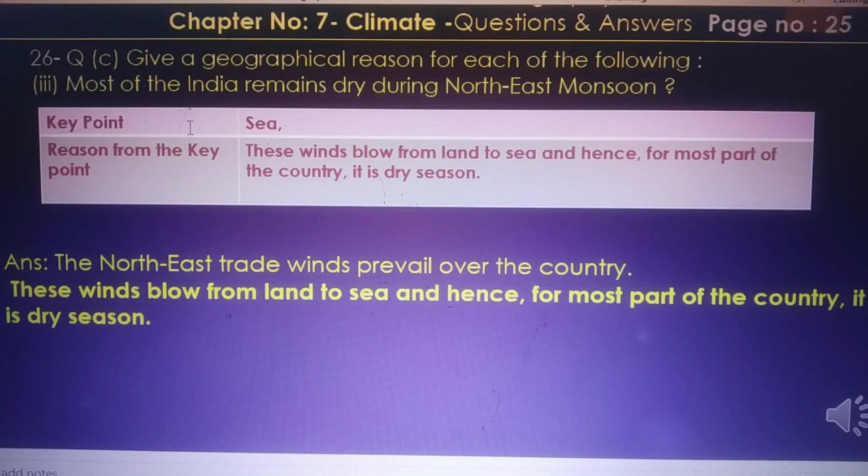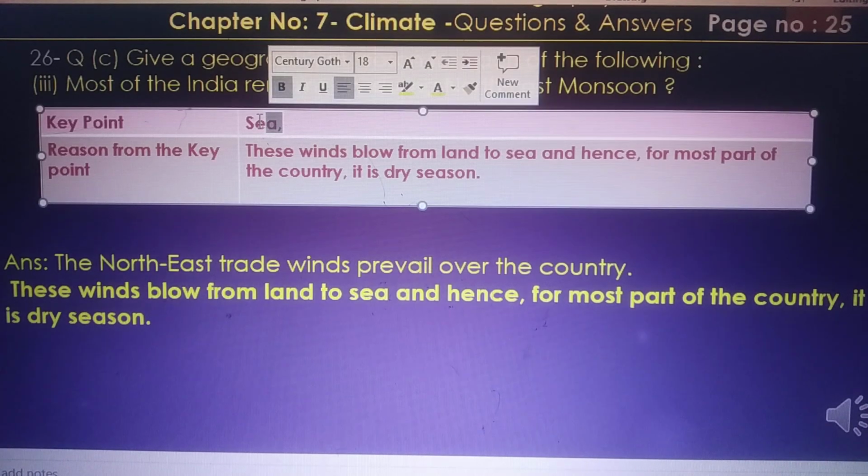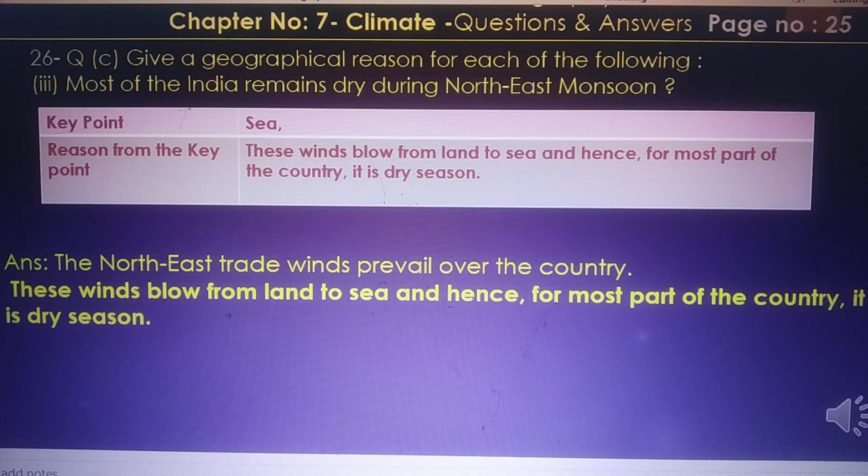Question number 26, most of India remains dry during northeast monsoons. What is the key point? Land is the key point here. And the next, reason from the key point: these winds blow from land to sea and hence for most parts of the country it is a dry season.